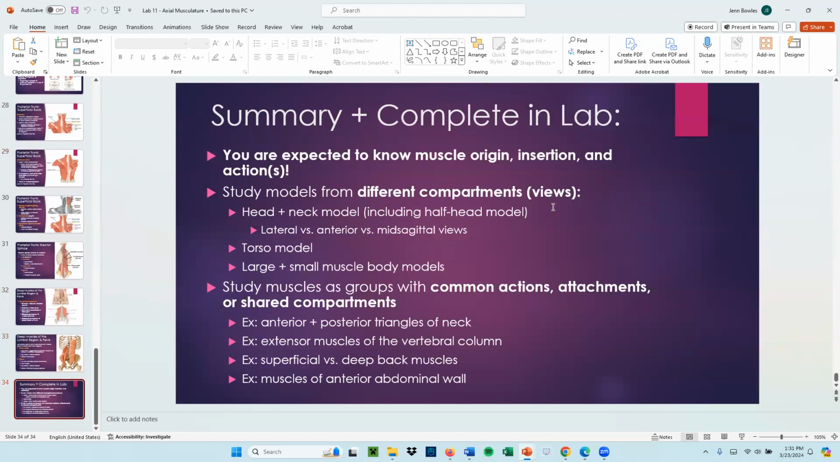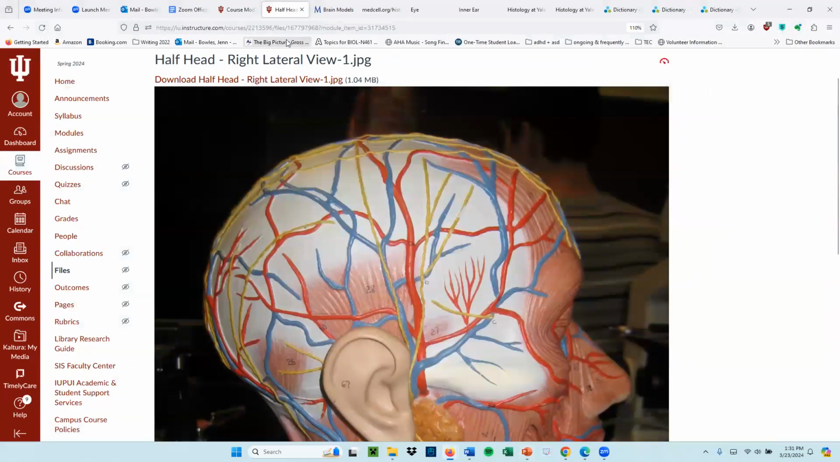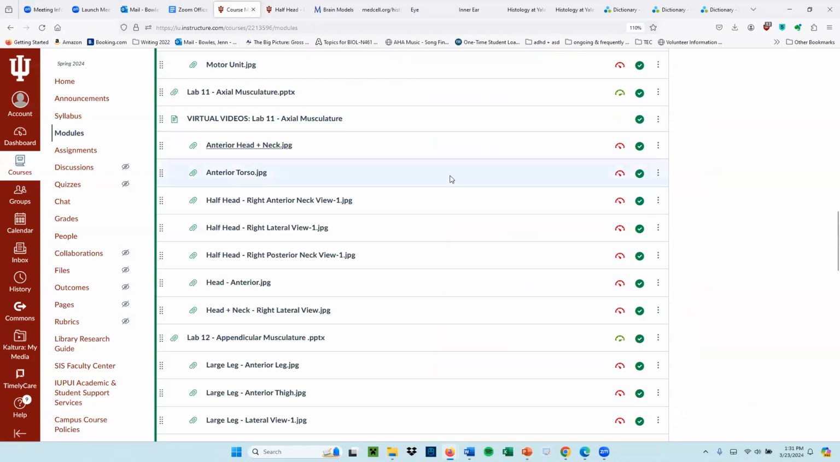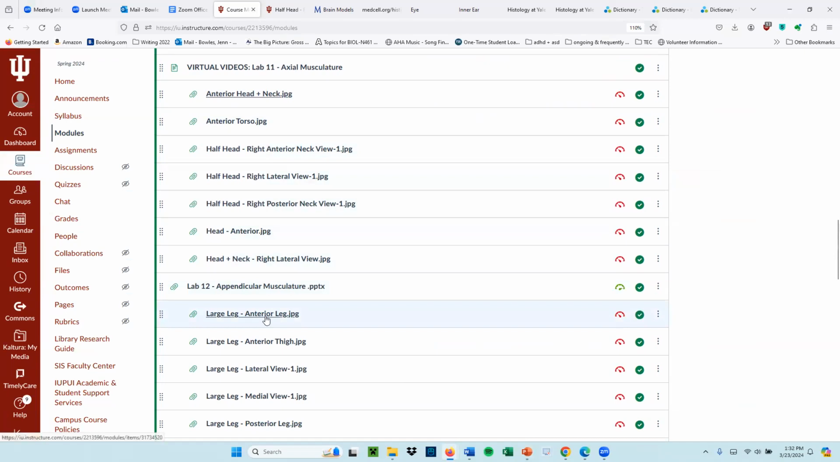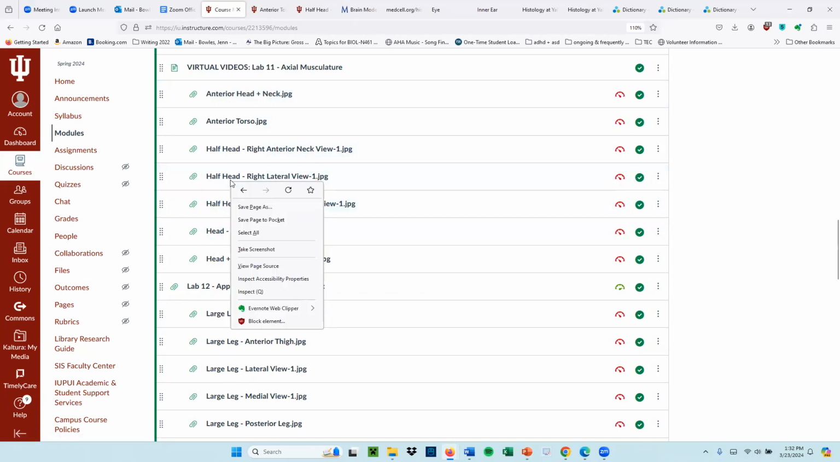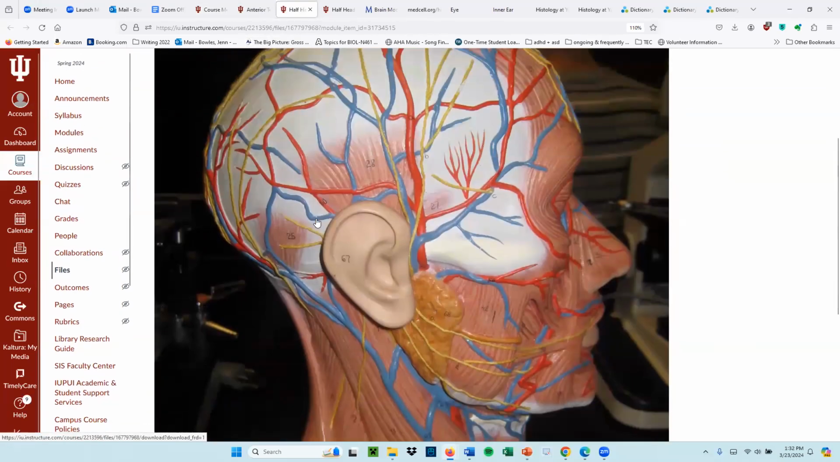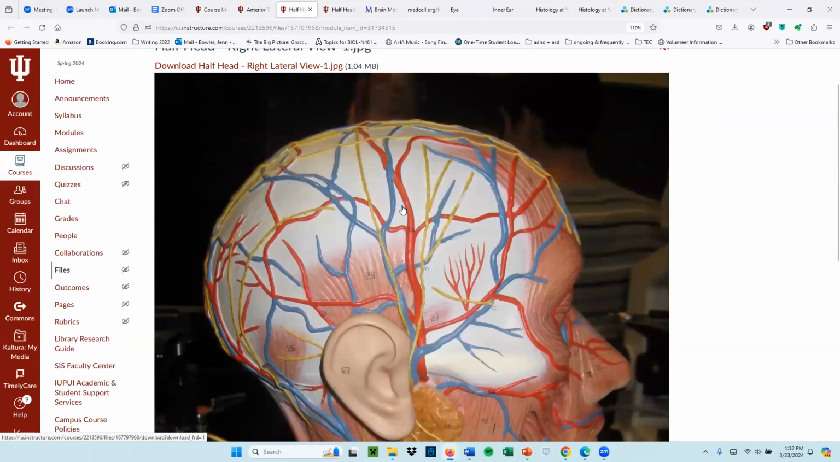Okay, so I know I ran through that quickly, but we don't spend a lot of time on axial muscles on the exam. So let's go ahead. I'll show you some of these models and then we'll run through our appendicular musculature. Okay, I actually think we want to look at the torso. Let's see what our half head can show us. So this is our half head model.